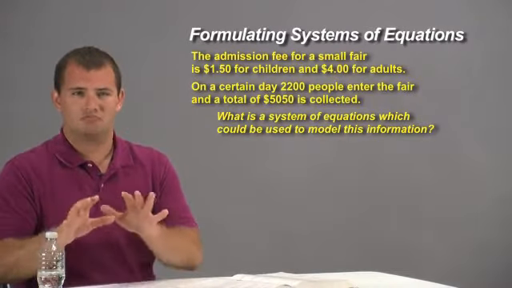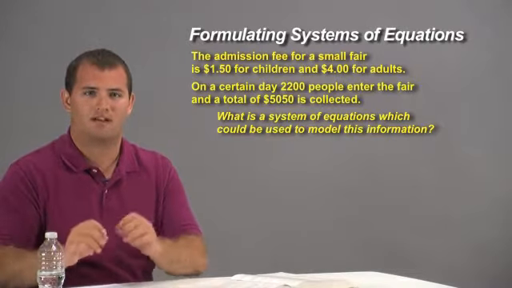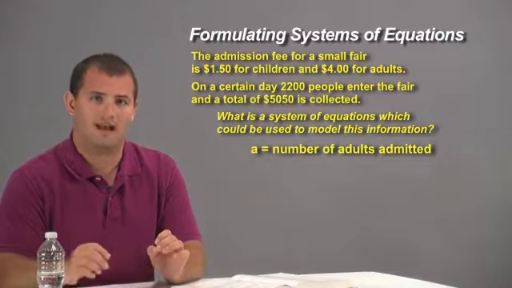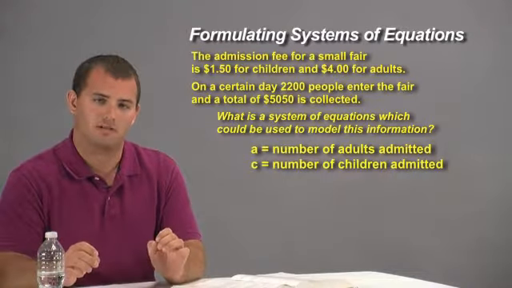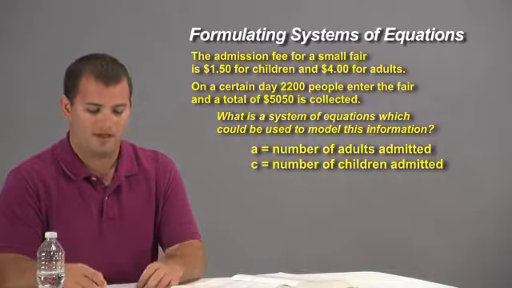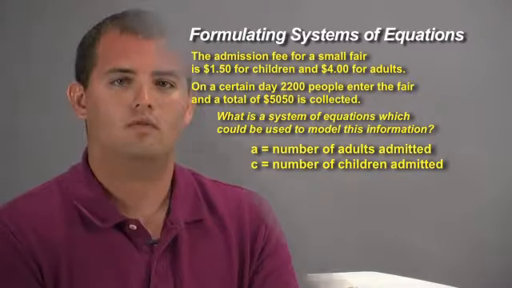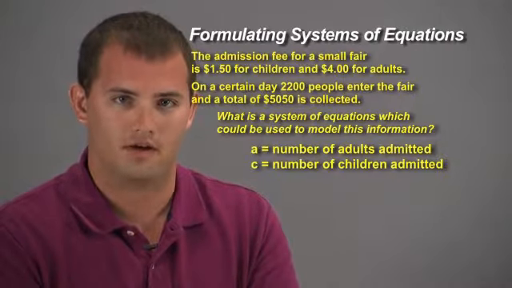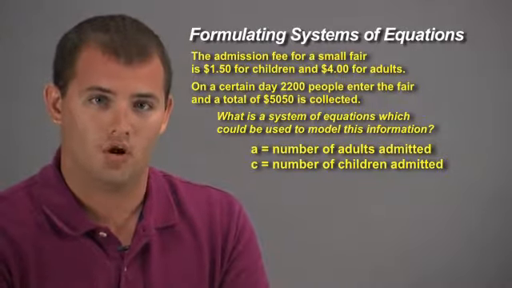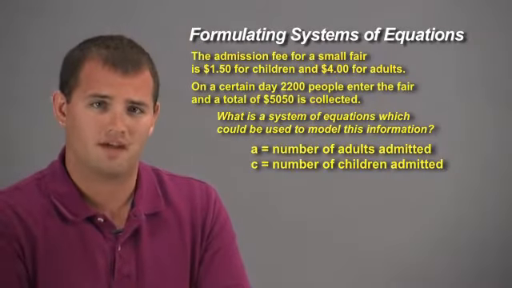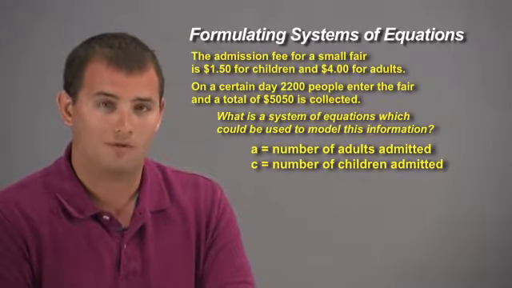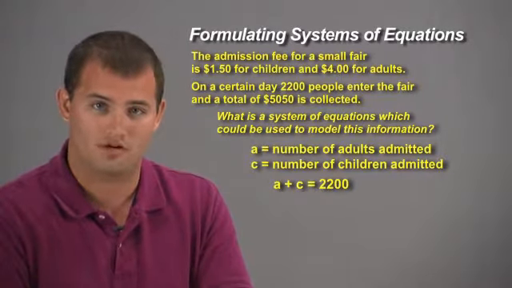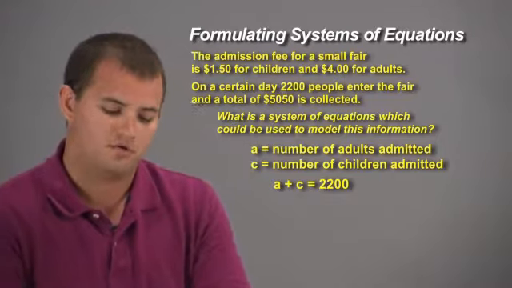First off, I'm going to skip the first step. I'm going to let A be equal to the number of adults admitted, and I'm going to let C be equal to the number of children admitted to the fair. Now let's create our systems of equations. We are told that on a certain day there are 2,200 people admitted to the fair. So that means the number of adults plus the number of children has to equal 2,200. Or, mathematically, it would be A plus C is equal to 2,200. That's our first equation.